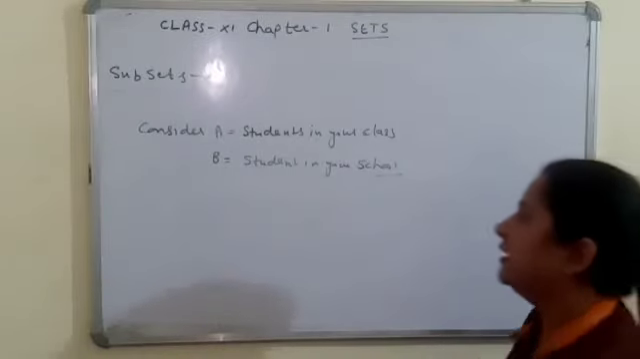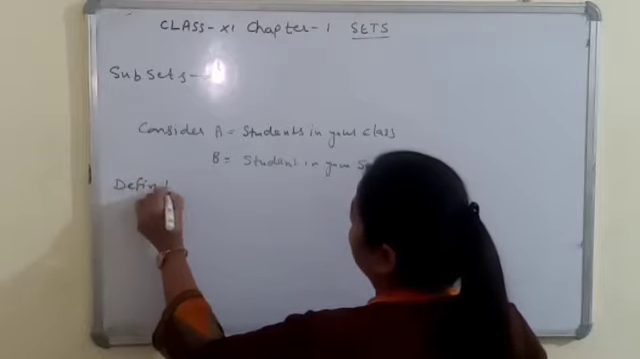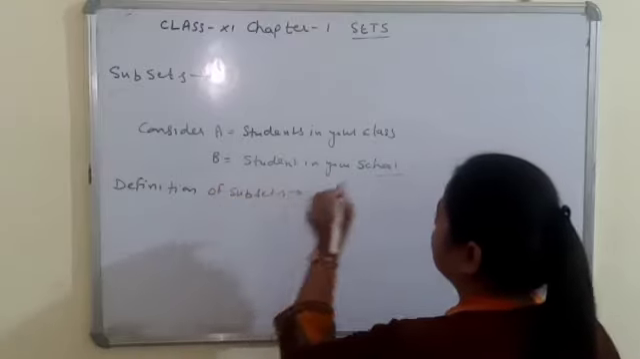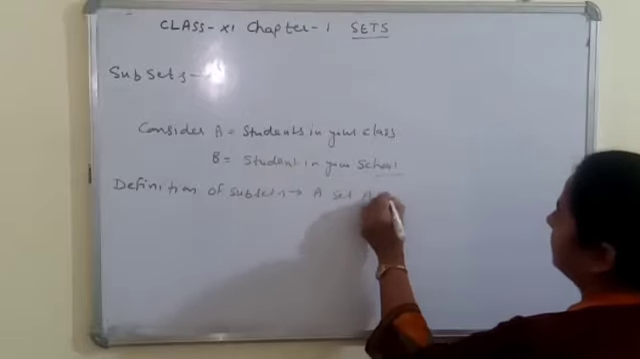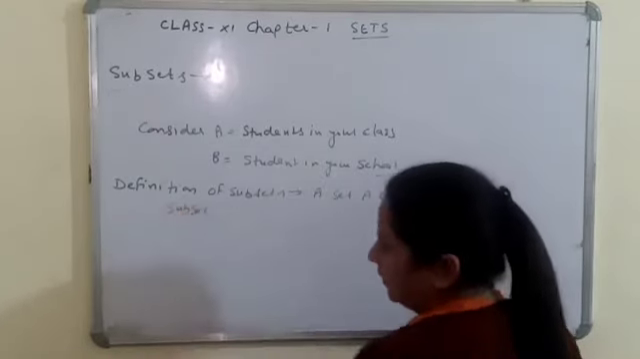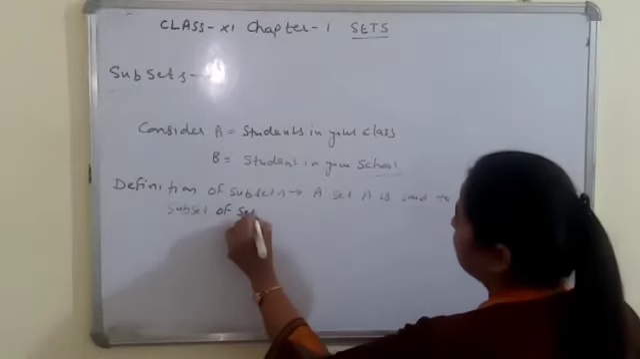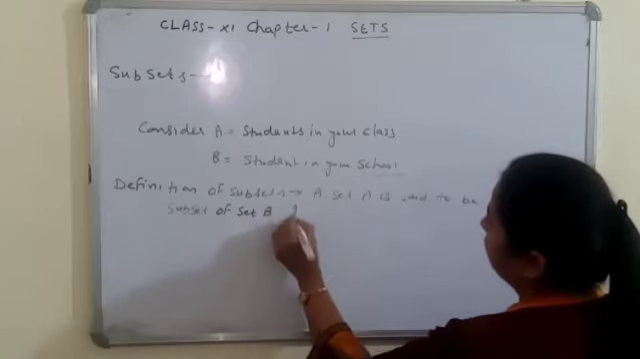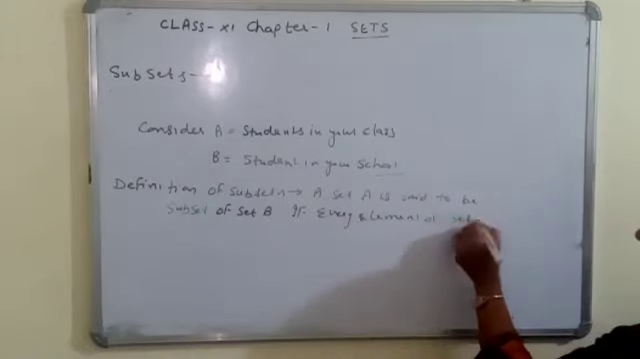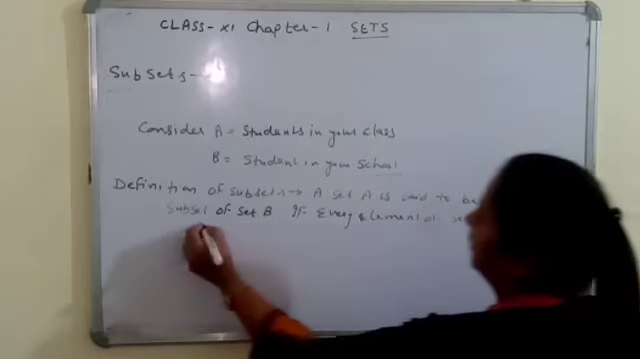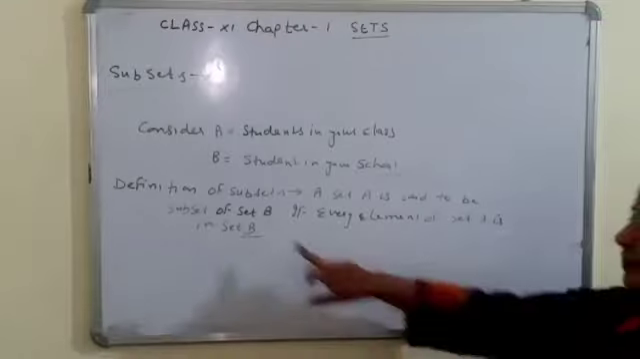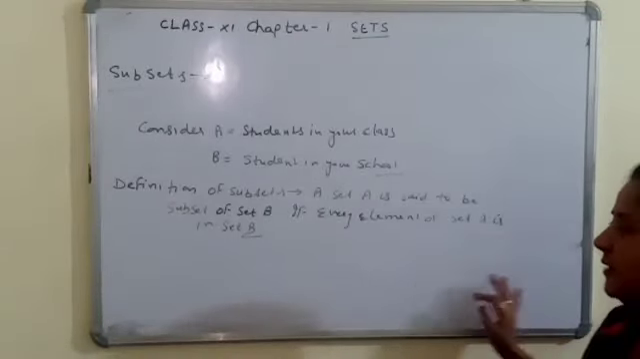So by the definition of subsets, we can say a set A is said to be a subset of set B if every element of set A is in set B. So by the definition of subset, if A is a subset of set B, then every element of set A should be present in set B.